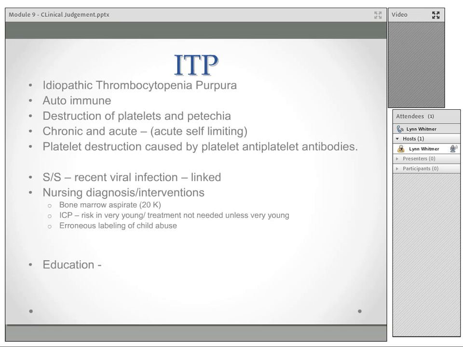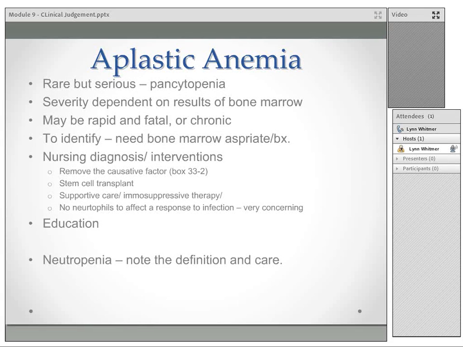All right, moving further on. Aplastic anemia. When I first was a brand new nurse, and even later on, I would think that this was only about the white blood cells. But that is not true. It is rare, but it can be extremely serious because all of the blood particles are affected, where there's a decrease in everything: red blood cells, white blood cells, platelets, and everything.